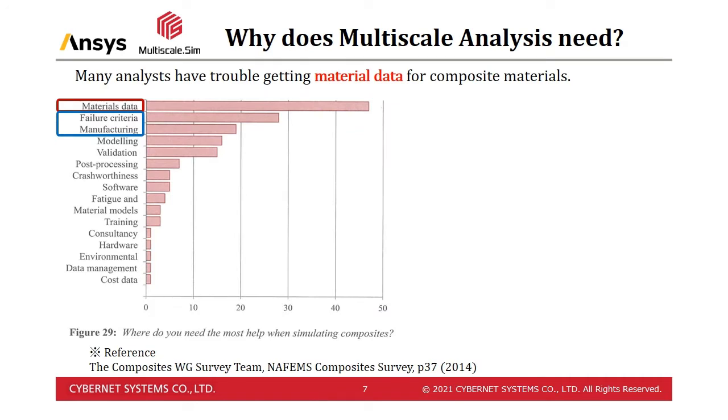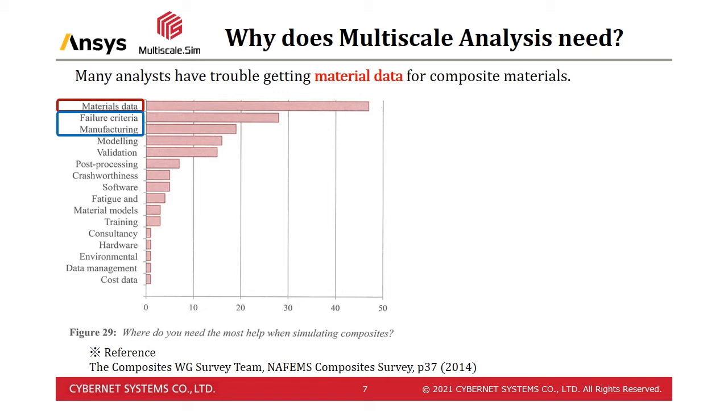Based on this analysis approach, I will present the challenges of composite material analysis. These are the motivation for using our tools. Here you can see the results of a survey conducted by NAFEMS's Composite Working Group. The question is, where do you need the most help when simulating composites? As you can see, many analysts have trouble getting material data for composite materials. Failure criteria and manufacturing, which are ranked second and third, are also problems essentially caused by material data.